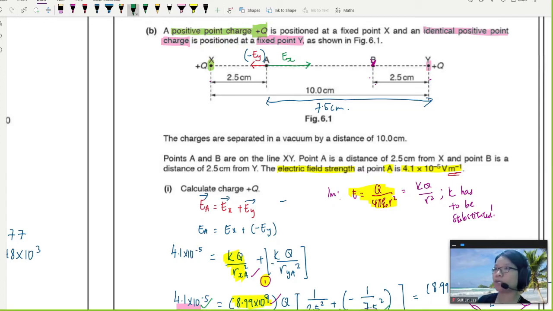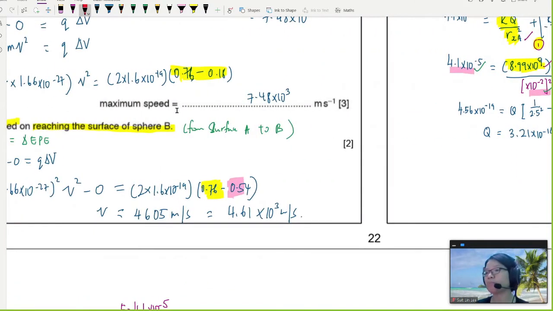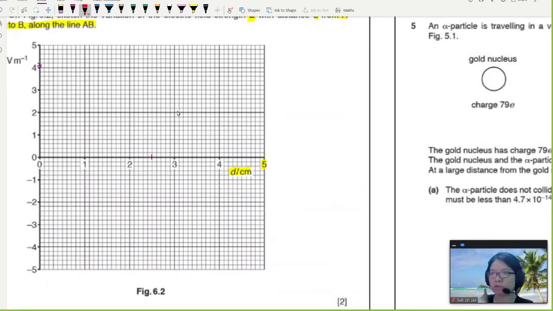So this EX is weaker, and EY is stronger here, because it's closer. So this one should be negative, but it will have the same magnitude because everything else about the two charges are the same, meaning the magnitude should be the same. Okay, so we're going to flip it from 4.1 at 5 cm to negative 4.1. So negative 4.1 is somewhere here. So the shape of the graph should look like this. Okay, here the gradient is minimum, but not 0.